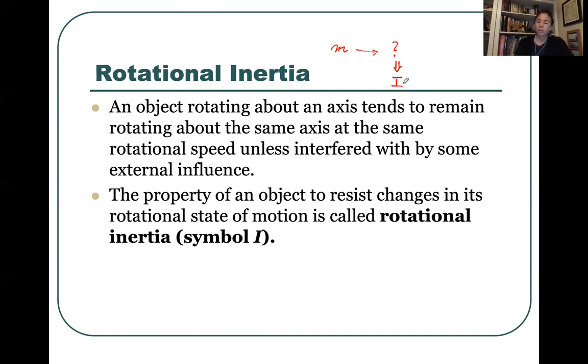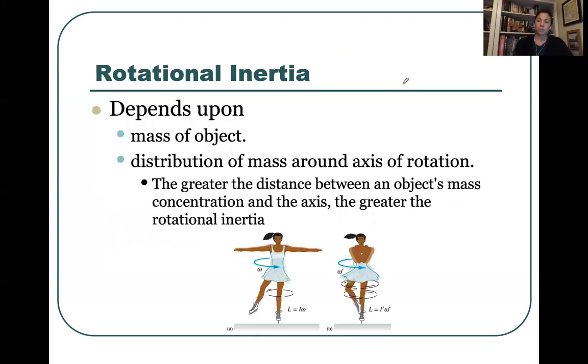So we get the idea that mass is going to be important, but that's not going to be enough in this case. So this rotational inertia is going to depend on two things. One is the mass. So if you increase the mass, you're going to have greater rotational inertia. But it also depends on how you distribute the mass around the axis of rotation. So the greater the distance between the mass of the object and the axis, the greater the rotational inertia.